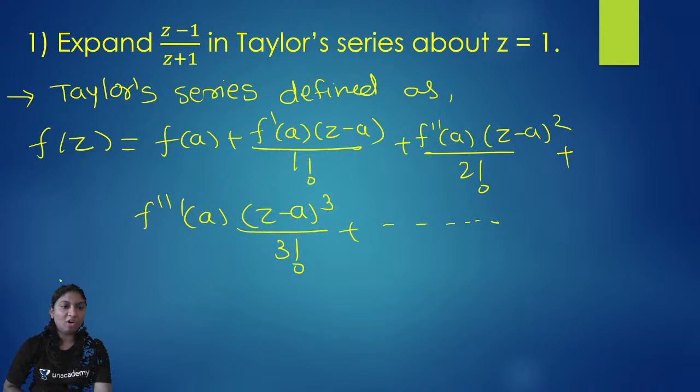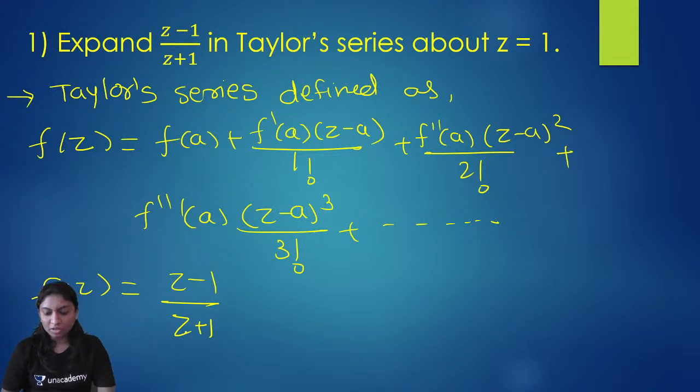So here your f of z is equal to z minus 1 upon z plus 1. Right. So for that we require f dash of z, f double dash of z, f triple dash of z and so on. So we will calculate f dash of z here.